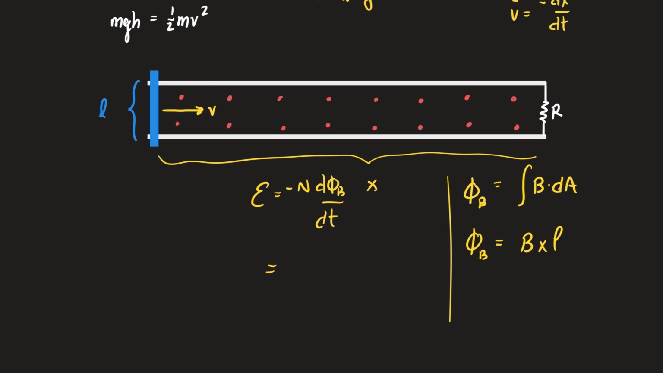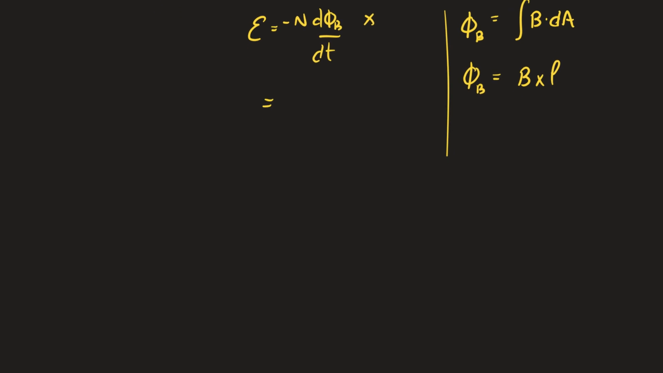So when I sub in the flux, I'm going to get minus d/dt of B x L. Well, the bar doesn't change size, the magnetic field doesn't change its value. The only thing that's changing is x. So this becomes minus B L dx/dt, which we've already put in there as minus the velocity. So this is where you get your BLV. Okay. Any questions to this point? All right.